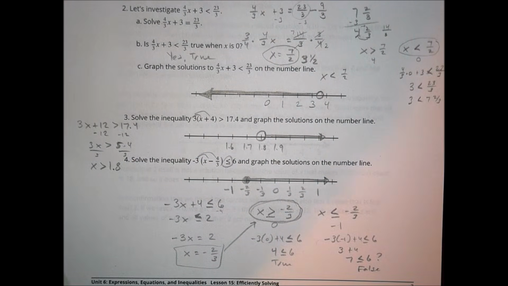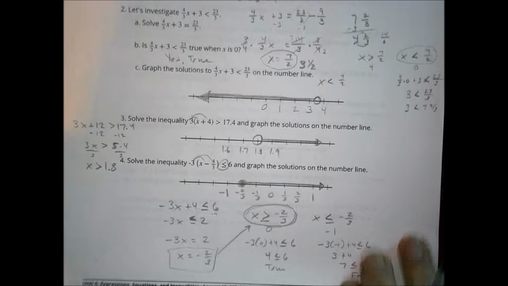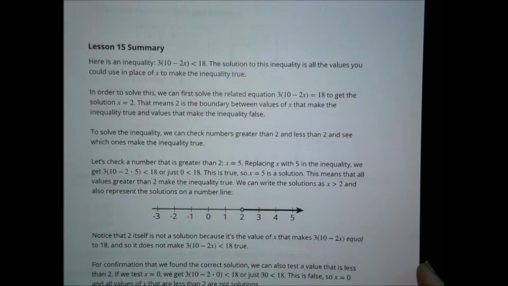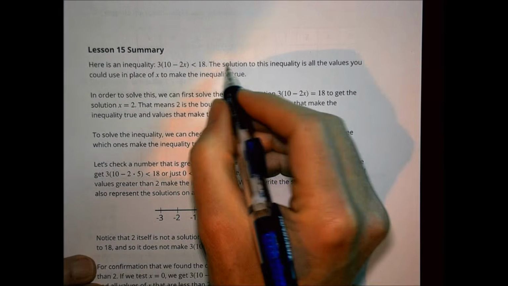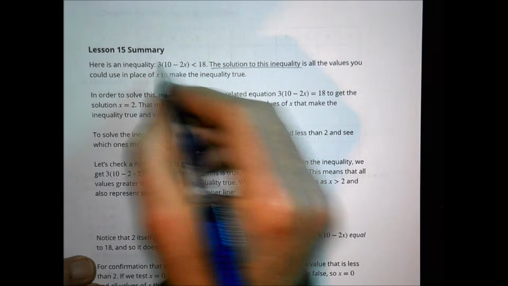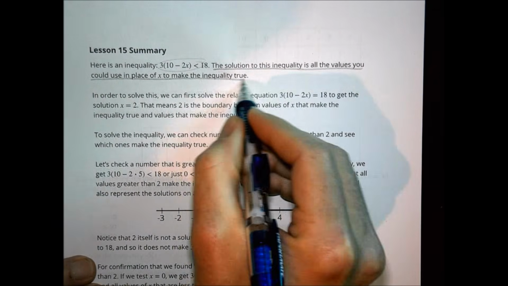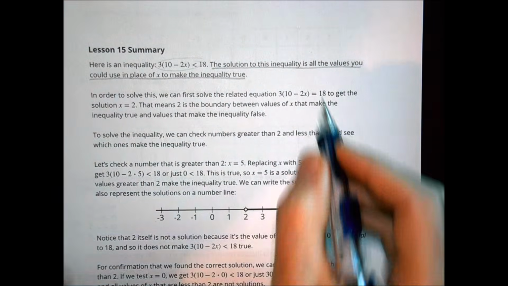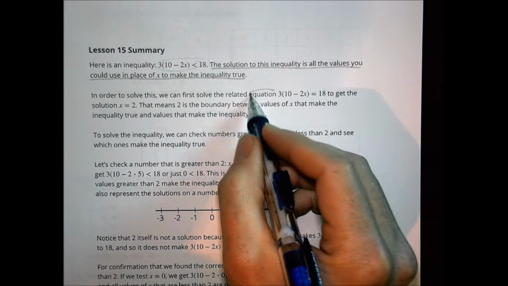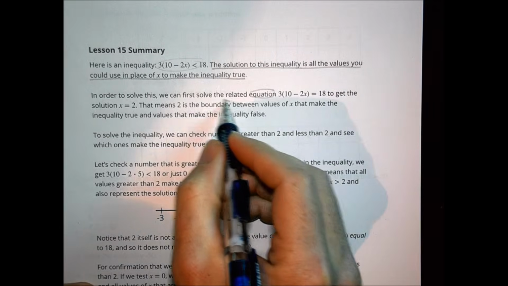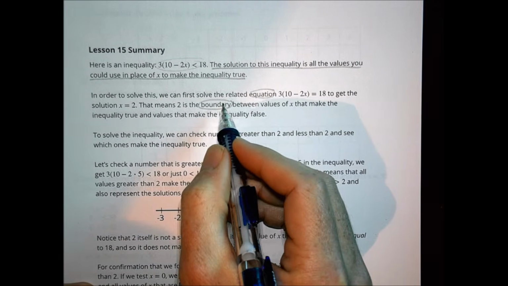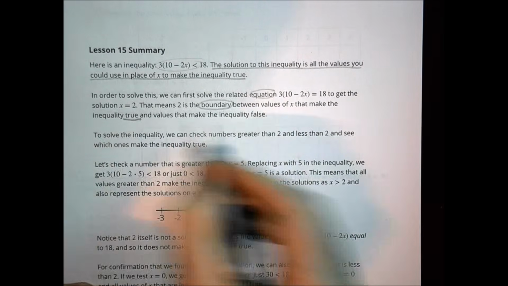Okay, so in summary today, it says the solution to this inequality right here or any other ones is all the values you could use in place of x to make the inequality true. If you make it like an equation, we're going to be able to find a boundary which tells us where we're going to have true values and false values.